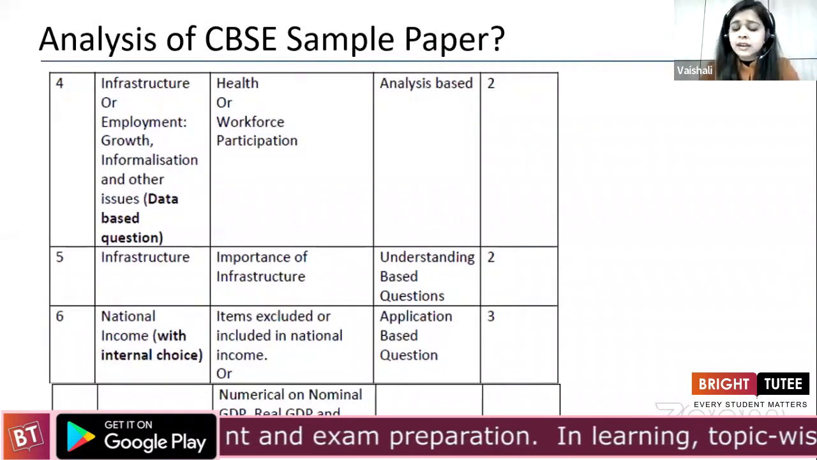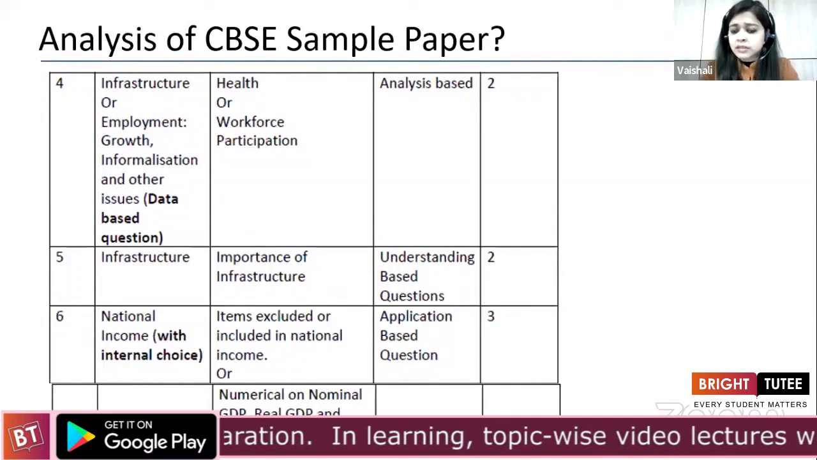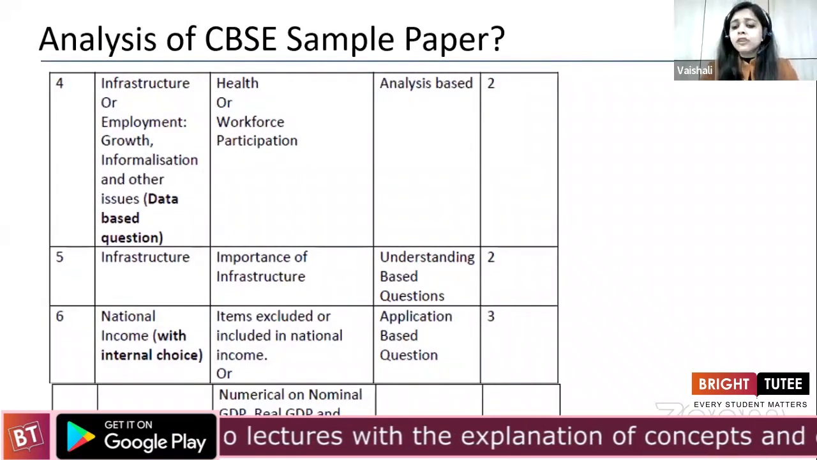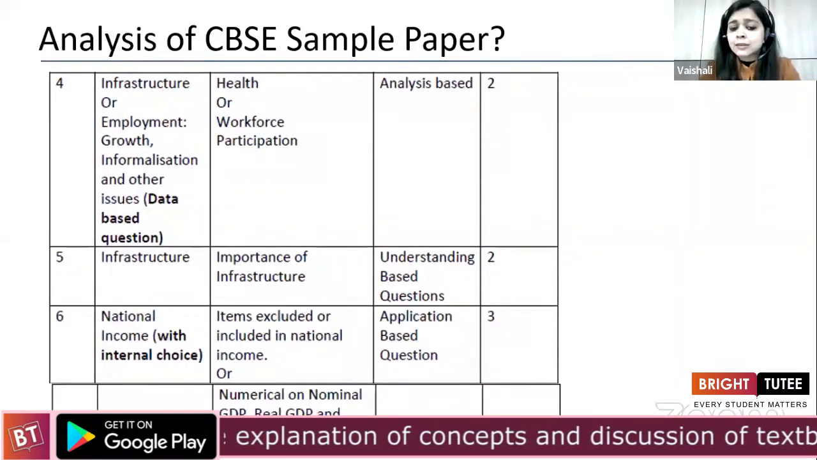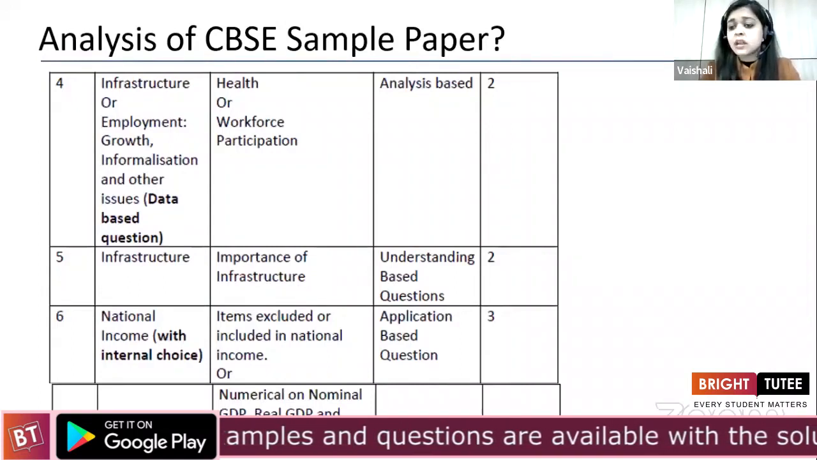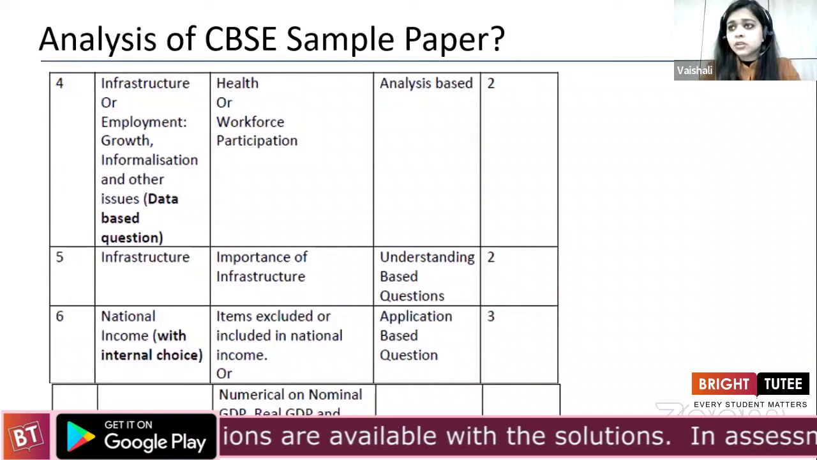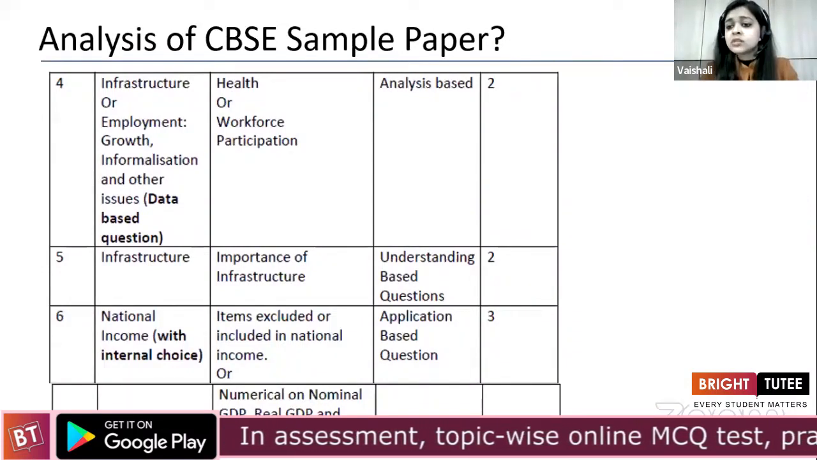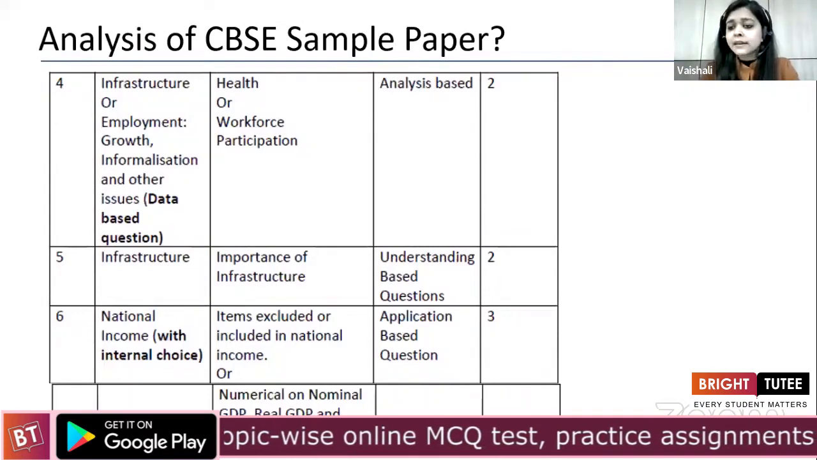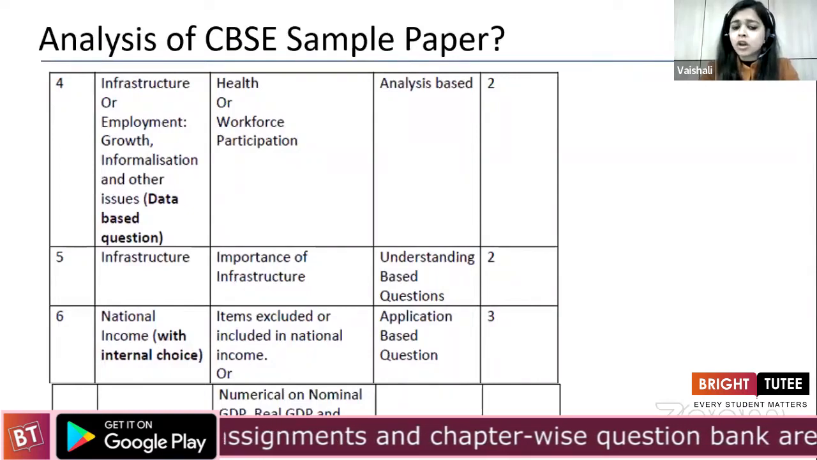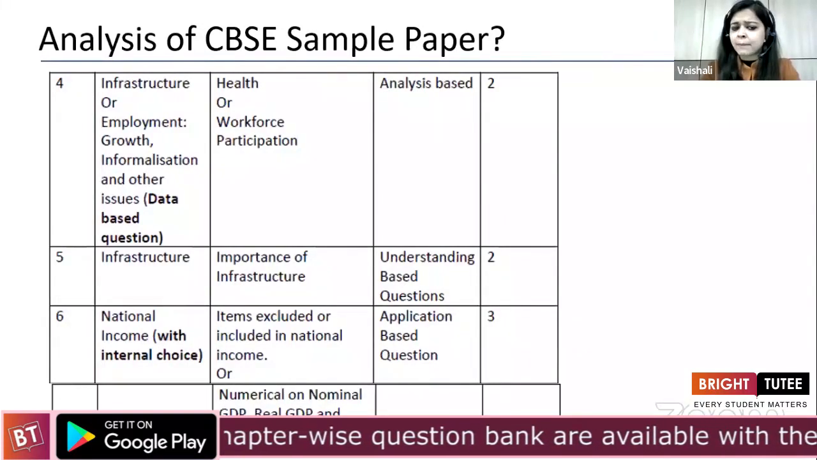Then we have national income with internal choice. Again, question number 6, I just told you, was with internal choice. So it was items. If we look at this part, items excluded or included in national income, basically this becomes three parts if it's a 3-mark question. So this is something which is having a part of 1 mark. So students are going to have to pay attention to small concepts also. Then there was a numerical on nominal GDP, real GDP, which was again an application-based question.